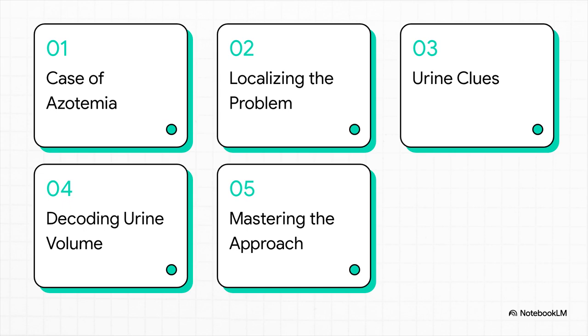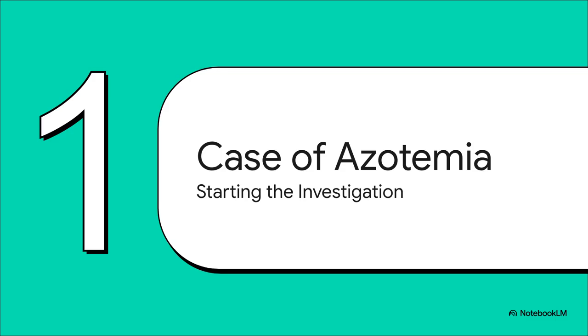We'll start with the case itself. Then we'll localize the problem. Is it before, in, or after the kidney? Then we'll uncover some clues hidden in the urine, decode the urine volume, and finally put it all together into a diagnostic approach you can use every single time. All right, let's dive in.